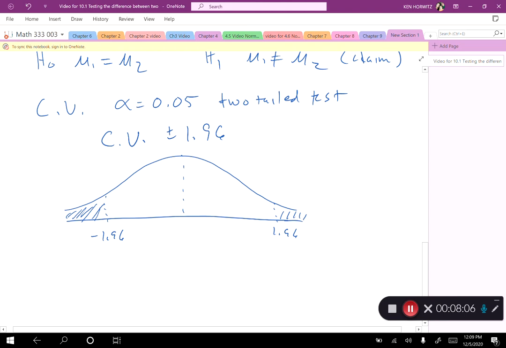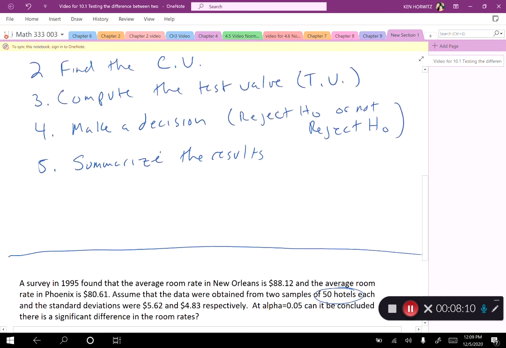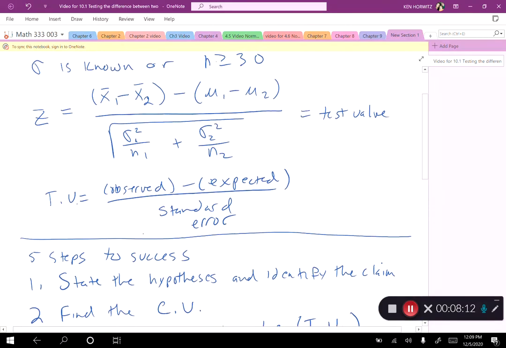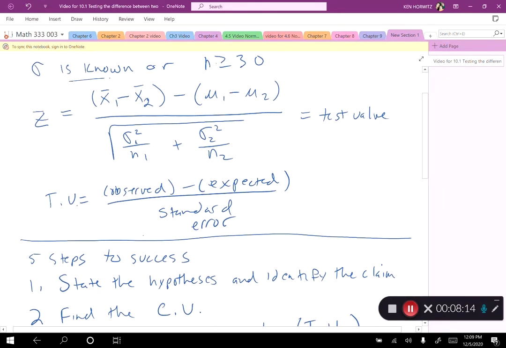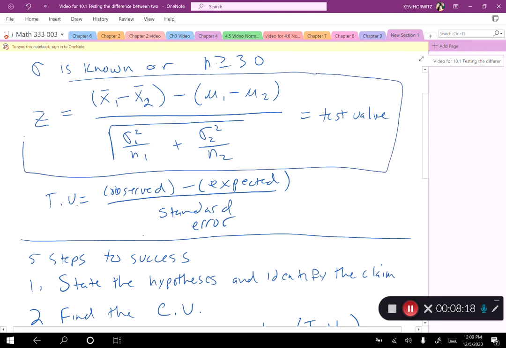All right, so now we need to calculate our test value. Now, I'm going to scroll back up for a minute. This new formula that we talked about is going to be for our test value. So take a moment, write it down. Pause the video if you need to, because in a minute I'm going to scroll back down and we're just going to fill in some numbers.